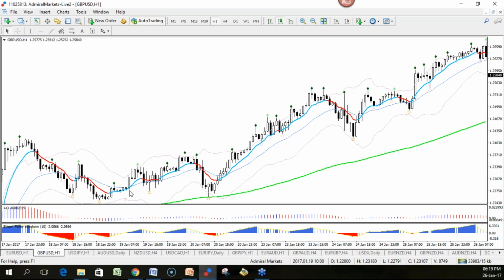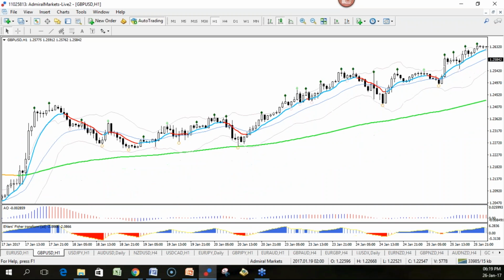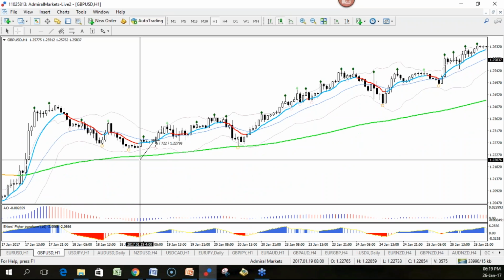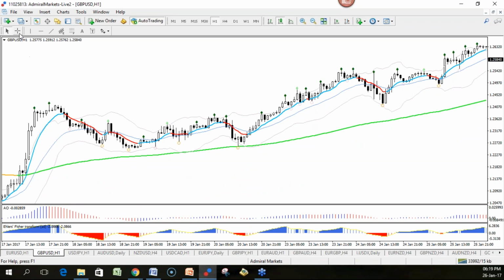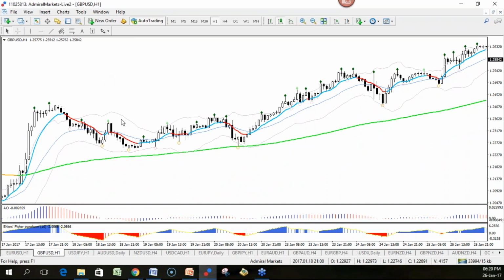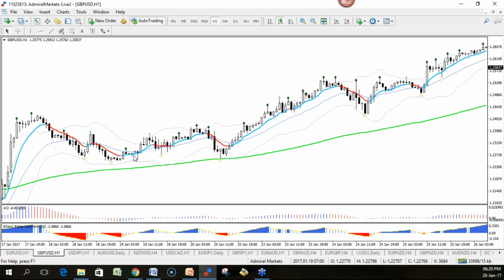Now, that's the entry. That's the stop loss. So we're looking at the wider one, about 65 pips. The tighter one, we're looking at about 35. This is a 1 hour chart, 35 pips. And we get a good entry.